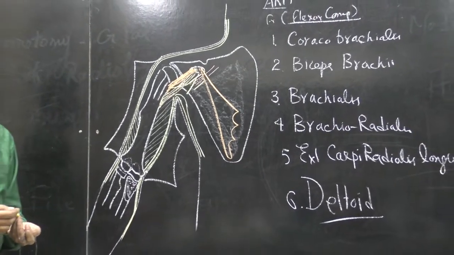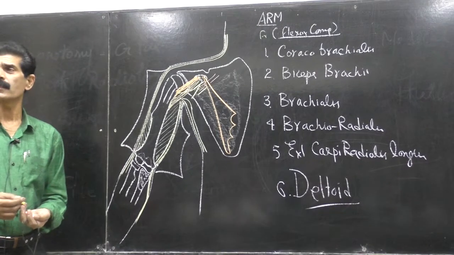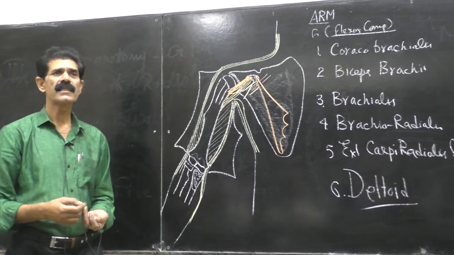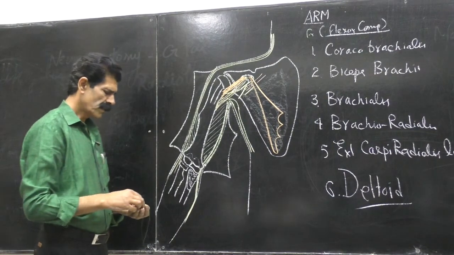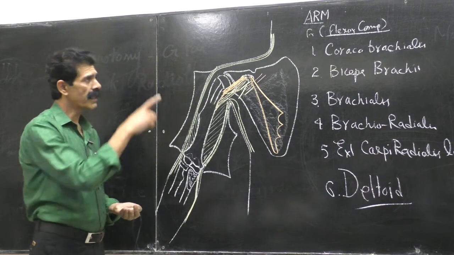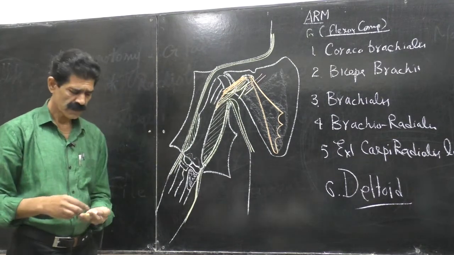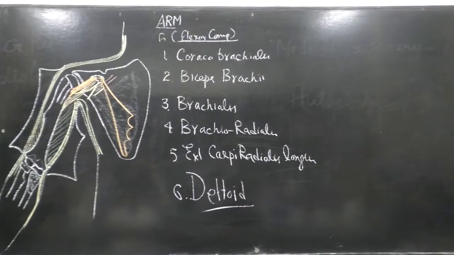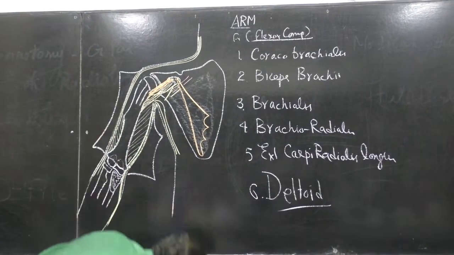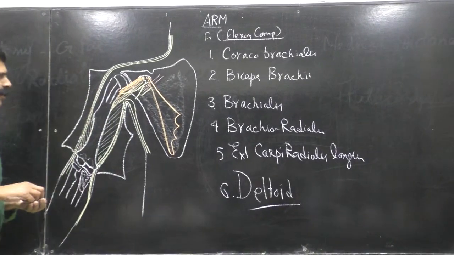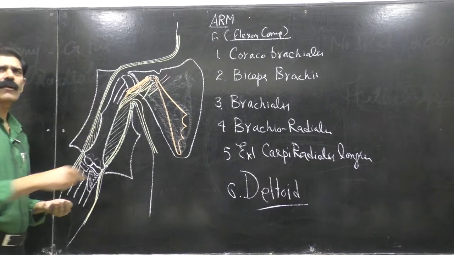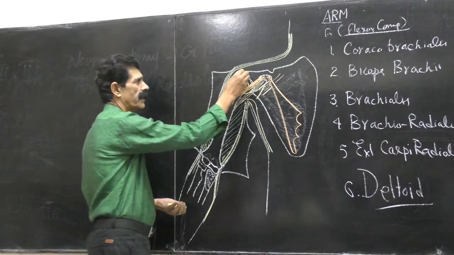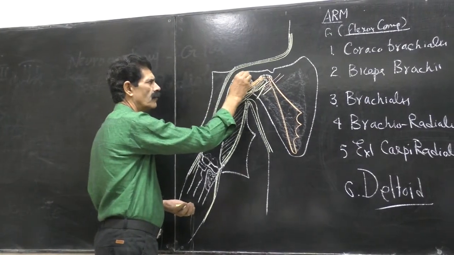So this is musculocutaneous. After supplying muscle, it becomes sensory or cutaneous. That's why its name is musculocutaneous. It has got motor as well as sensory components. So that is coracobrachialis. The second muscle is biceps brachii. Biceps brachii means two. It has got two heads. One is the lateral head, the long head, and the other is the short head. Short head, we have seen, takes origin combined with coracobrachialis from the coracoid process. The long head takes origin from the supraglenoid tubercle.